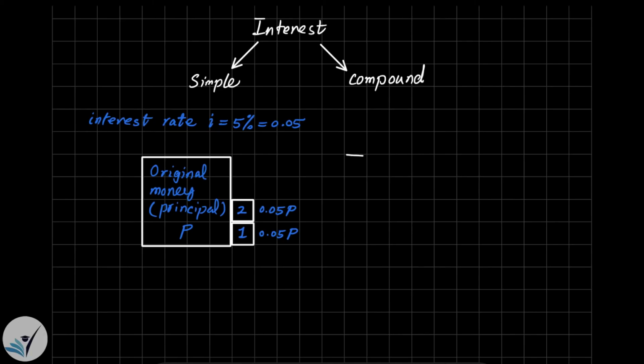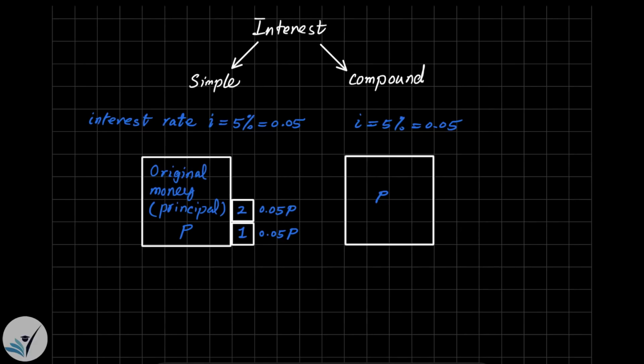On the other hand, where we have the compound interest, let's assume you have the same original money, so the size of the square is the same. The amount of original money is P, and the interest rate is also the same, so I is equal to 5% or 0.05, but this is a compound interest. That means that this interest rate is not only applied to the original money, but also applied to the interest that you made during the previous year.